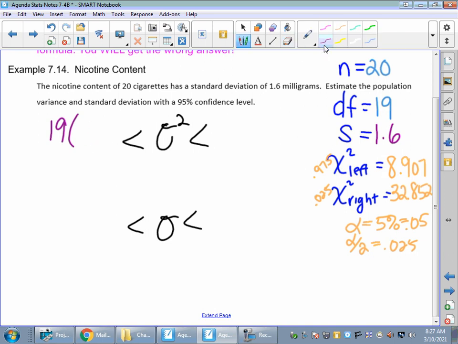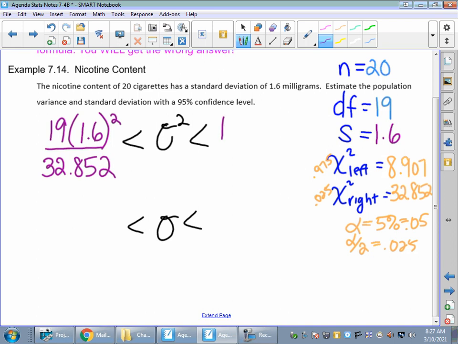So I know I'm going to have a 1.6 squared here. If I give you the variance, you're not squaring because it already was there. That's got to be over our chi-square right because the right is on the left side of the formula. You're welcome for that, 32.852.